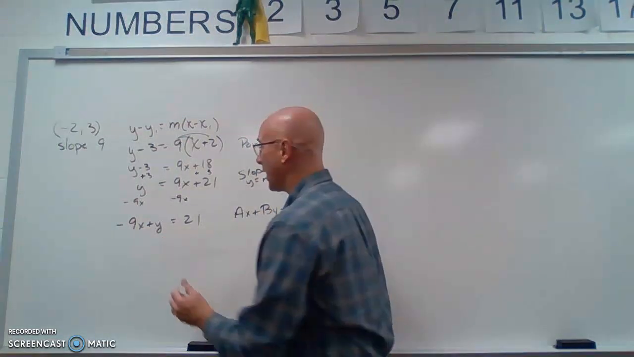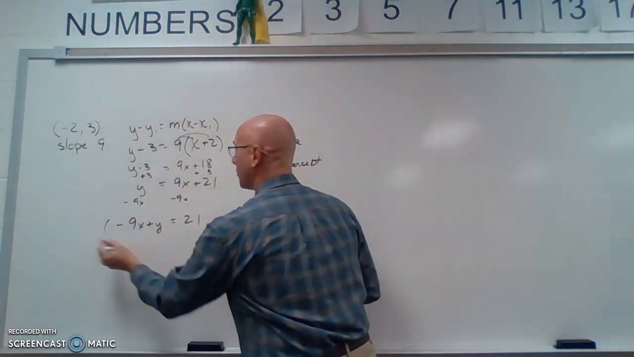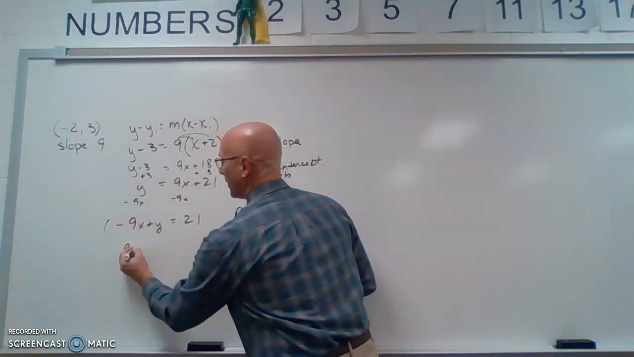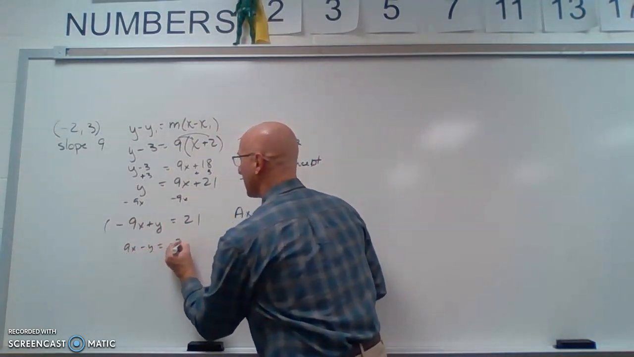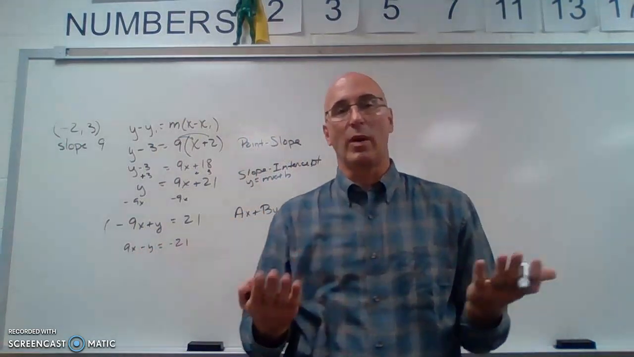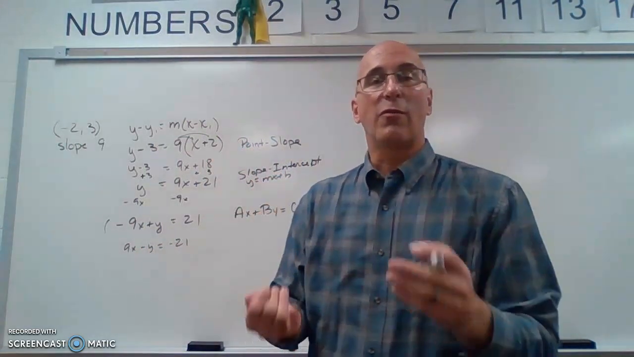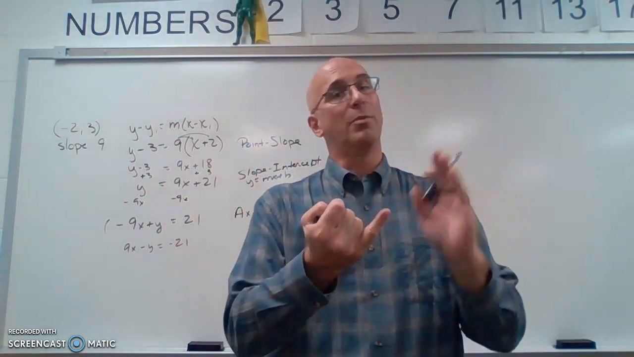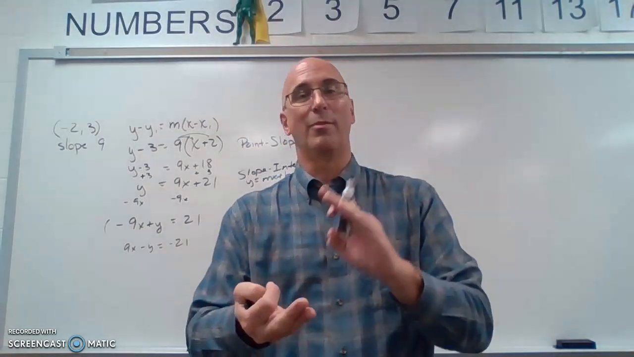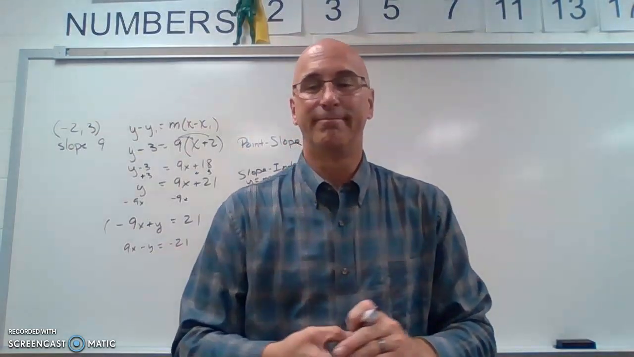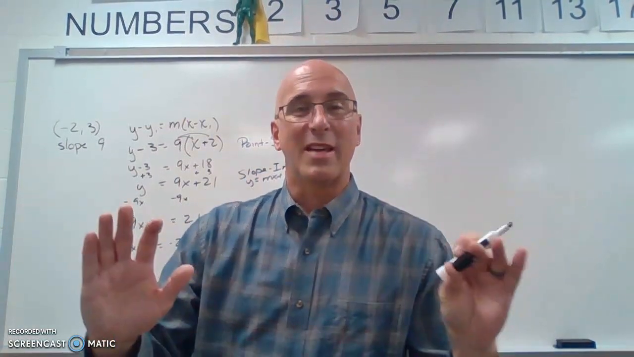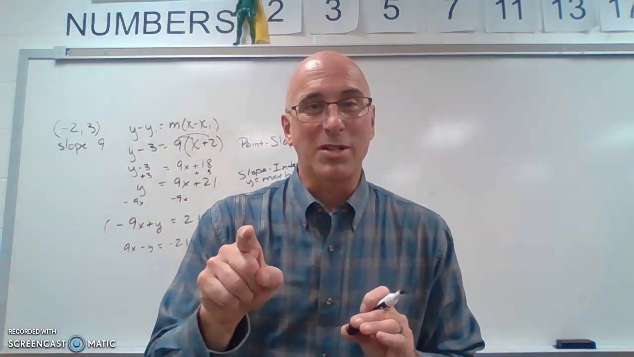I mean, this is okay. But if we multiply the whole thing through times negative 1, we get 9x minus y equals negative 21. So those are the same equations. So there's how to go from a given point and slope to point slope form, slope-intercept form, to standard form. Now you can take that and work on that worksheet full of examples.